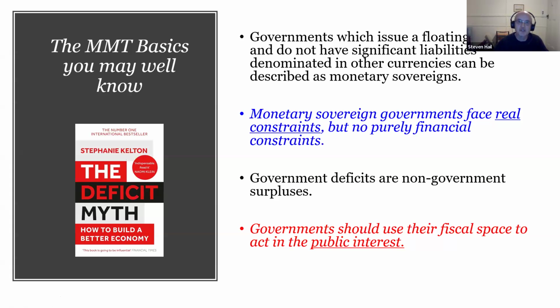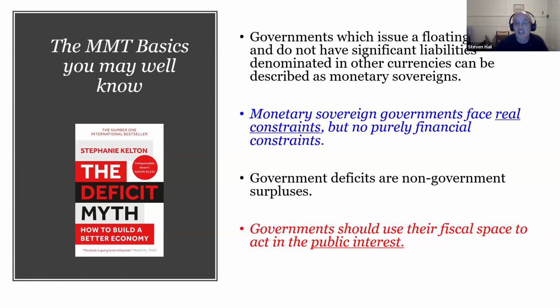Monetary sovereign governments face real constraints. Of course they do. There are limits on the productive capacity of our economies, dependent on our labour skills, capital equipment, technology, our natural resources, and our institutional capacity. And over time, the most important constraints we face are our ecological ones, but there are no purely financial constraints.